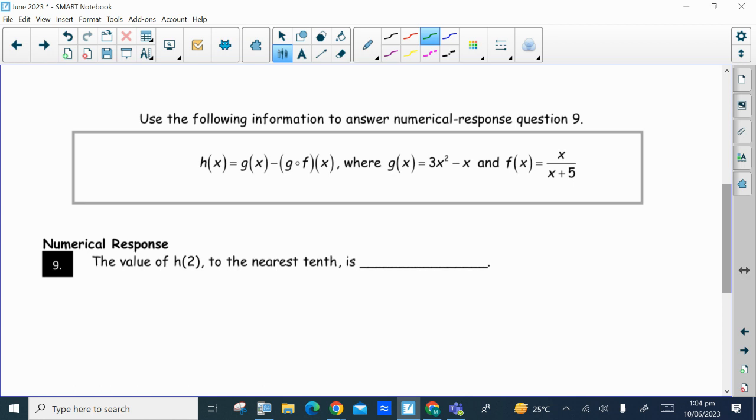Use the following information to answer the next. h(x) equals g(x) minus g of f(x). You're given g and f. What is the value of h(2)? So that will be g(2) minus g(f(2)).